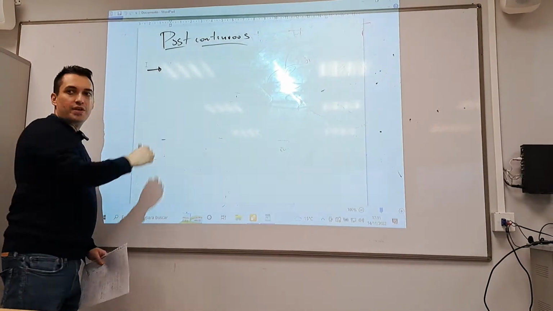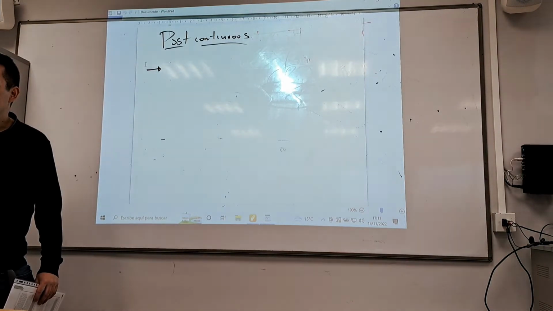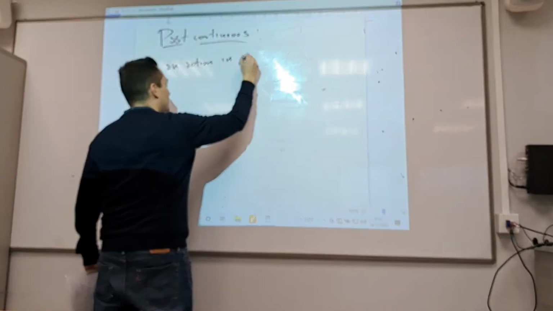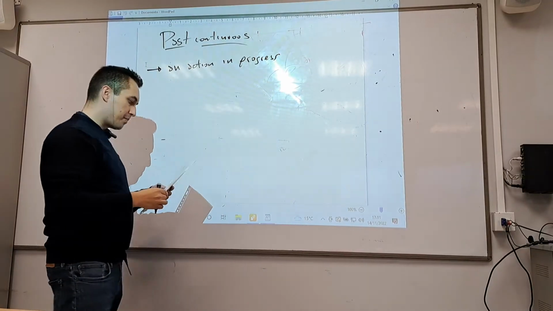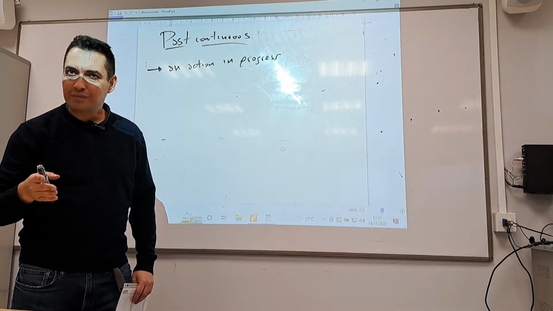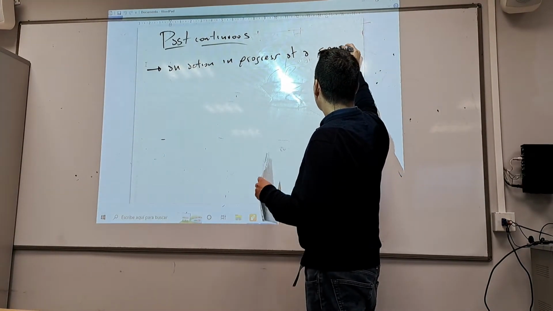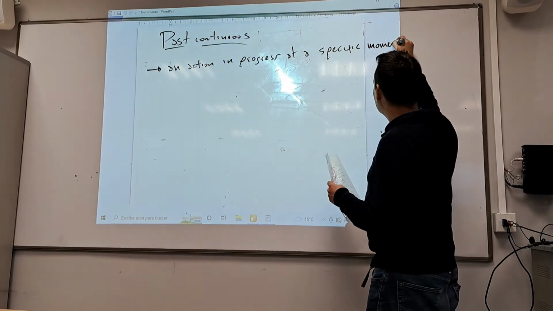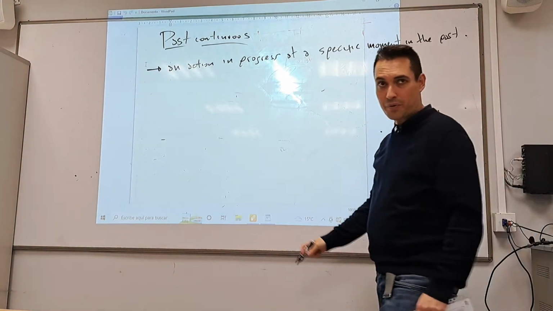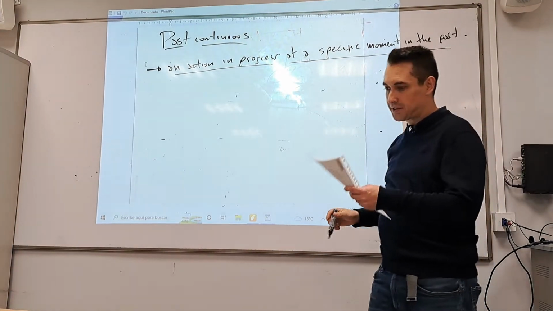One of the uses of the past continuous is an action in progress. An action in progress at a specific moment in the past. That's it, what we said before. An action in progress at a specific moment in the past.